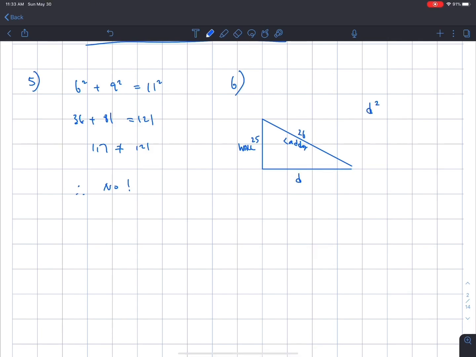So we can say d squared plus 25 squared equals 26 squared. d squared equals 26 squared minus 25 squared. d squared equals 51. And then we square root both sides to get d equals 7.1 feet.